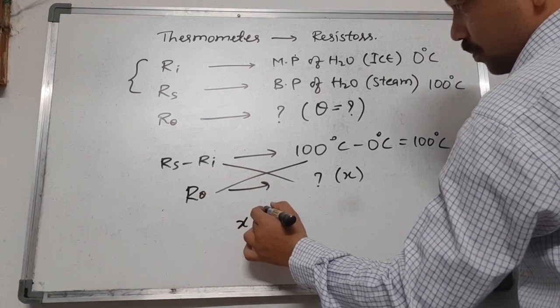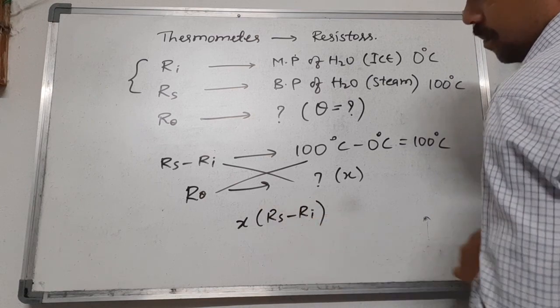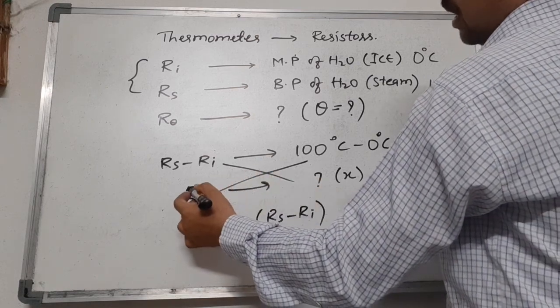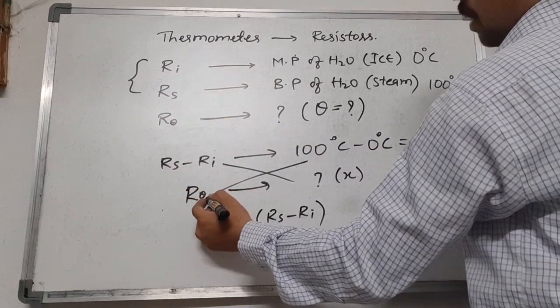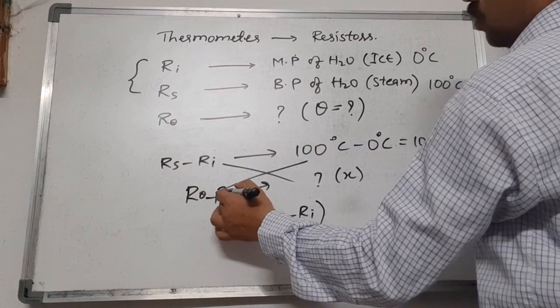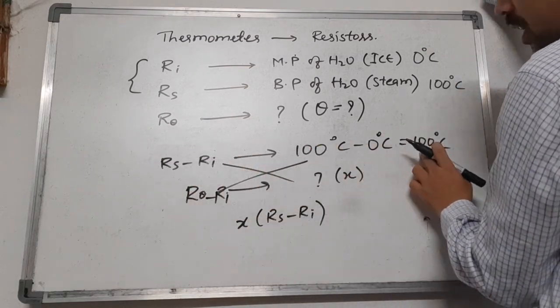X into Rs minus Ri. Okay, so R theta means initial temperature, how much here? R theta minus Ri corresponds to X. Here Rs minus Ri corresponds to 100 degrees Celsius.